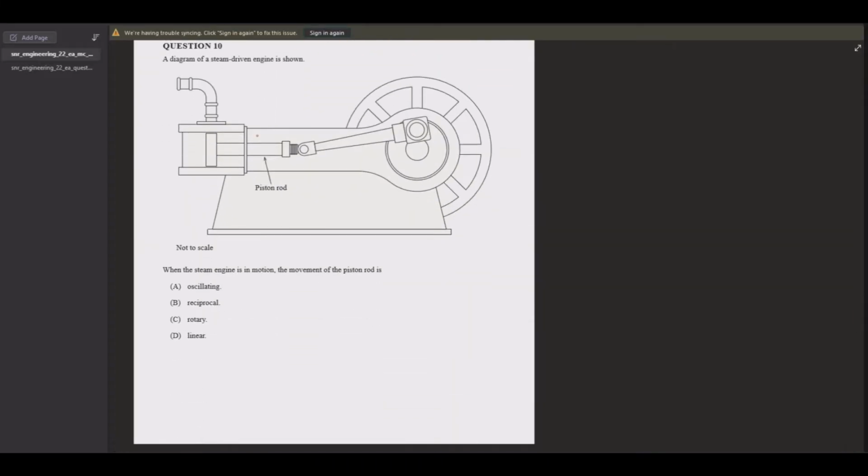Last question for the multiple choice. This is a motion question. We haven't seen these in the 21 and 20 exams. I believe it is in the 2024 exam, though, as well, if I remember right.